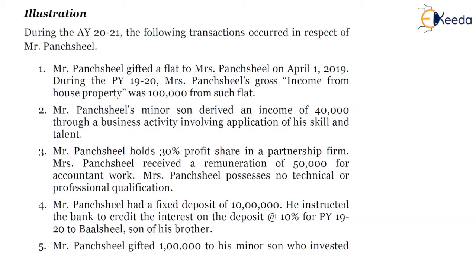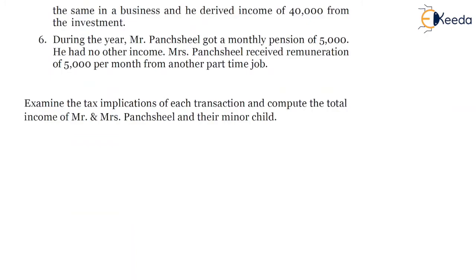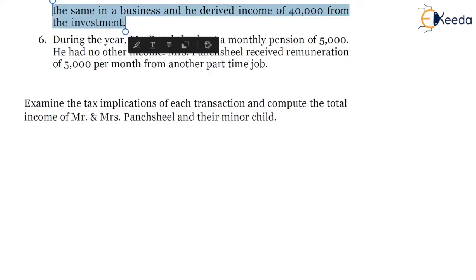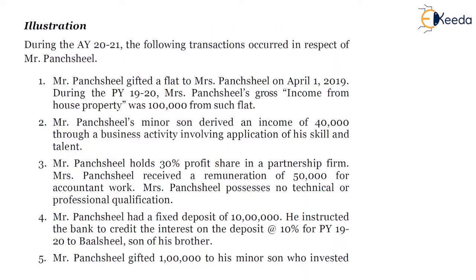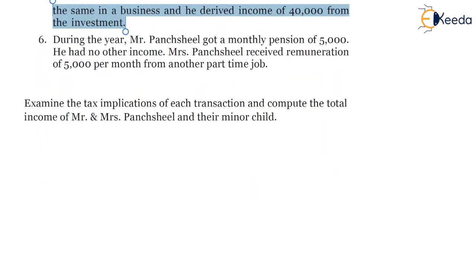Fifth, Mr. Panchsheel gifted 1 lakh to his minor son who invested the same in the business and he derived income of 40,000 from the investment. So accretion of an income won't be taxable in the hands of Mr. Panchsheel. It will be taxable in the hands of the minor son. Correct? Because it is an accretion of income and not income from the transferred asset.